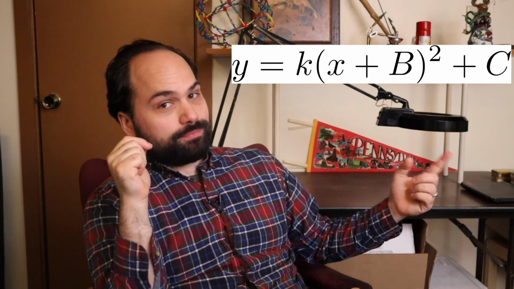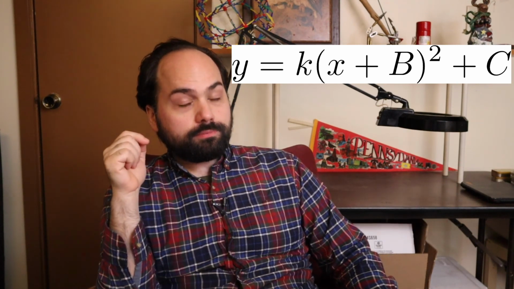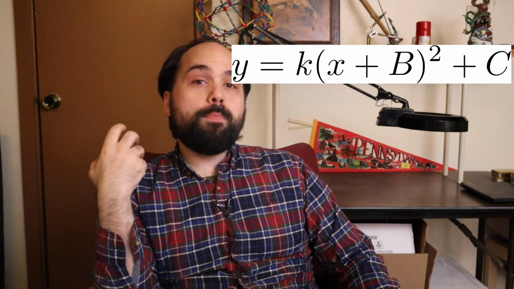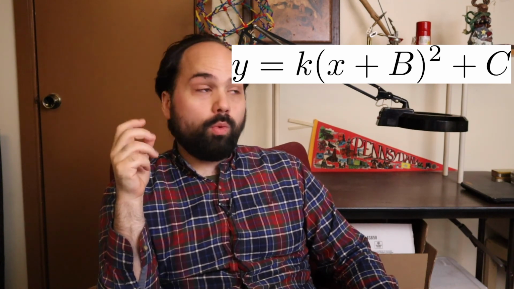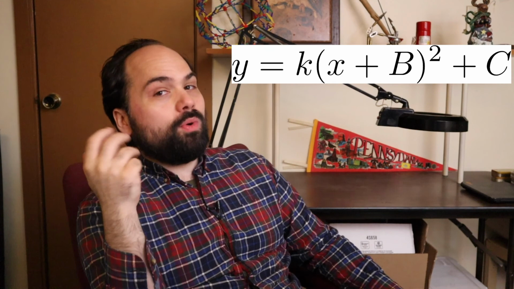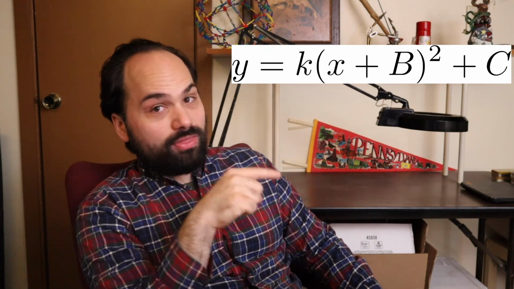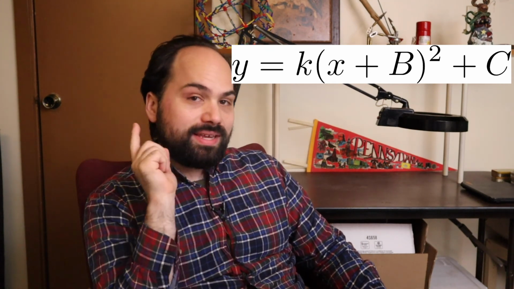The other one is that c at the end. That's our offset, our background. Whatever this y is, what if there's always some of it present? That is now there in the c, and we can account for that.